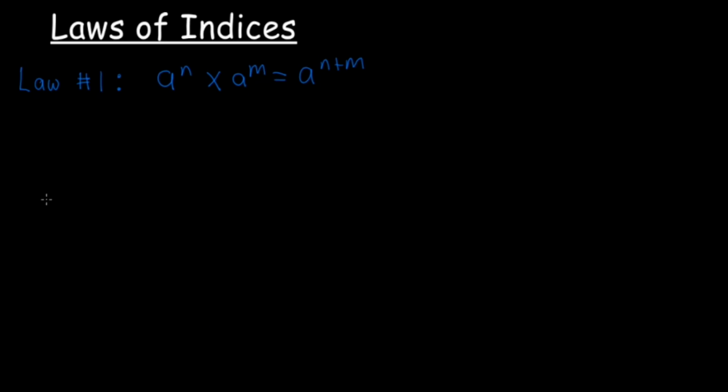The first law states that when expressions with the same base are multiplied, the indices are added. So a to the n times a to the m would equal a to the n plus m, once a is not equal to 0. Let's look at an example. We have x to the 4th power times x to the 7th power. We realize that the bases are the same, x, so we'd write back the base, which is x, and then we would add the powers. So 4 plus 7, and 4 plus 7 is 11.